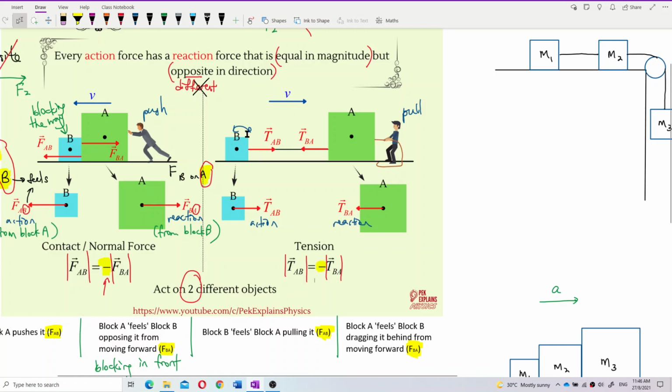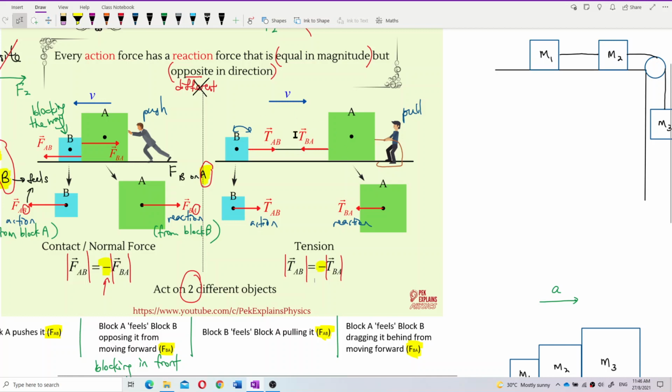TAB acts on block B. TBA acts on block A. Don't say that this TAB and TBA are experienced by the string. No, this TAB is experienced by block B. This TBA is experienced by block A. They act on two different objects.